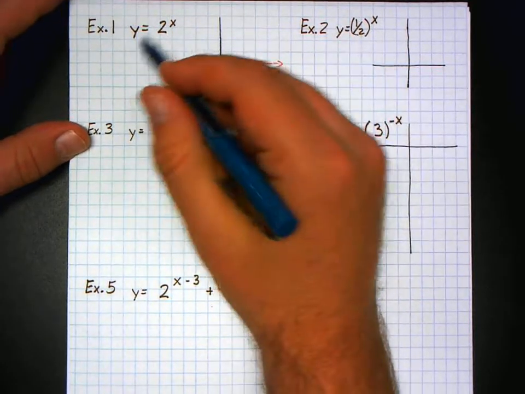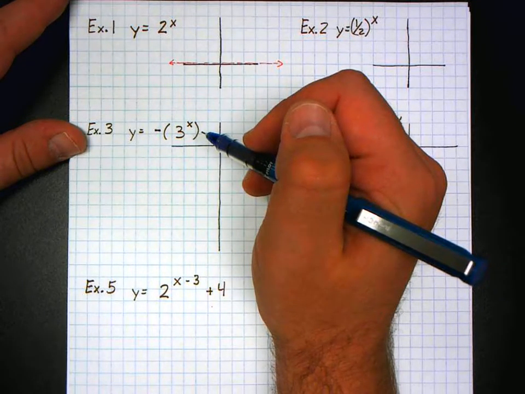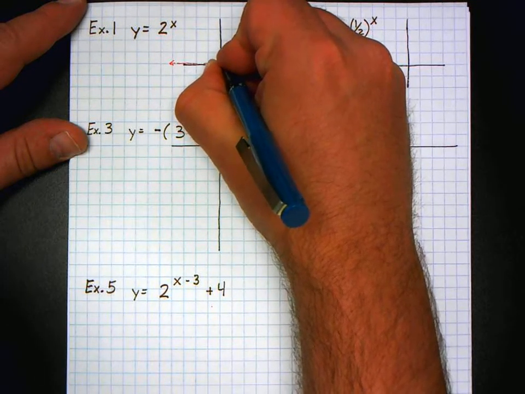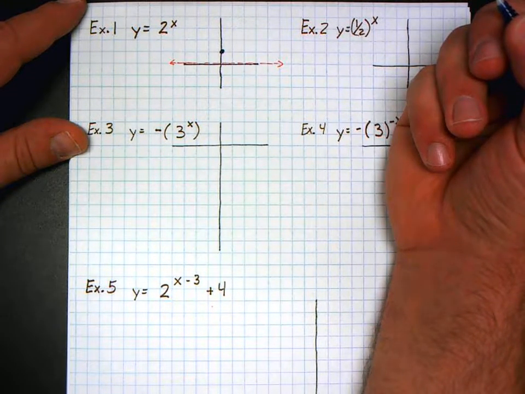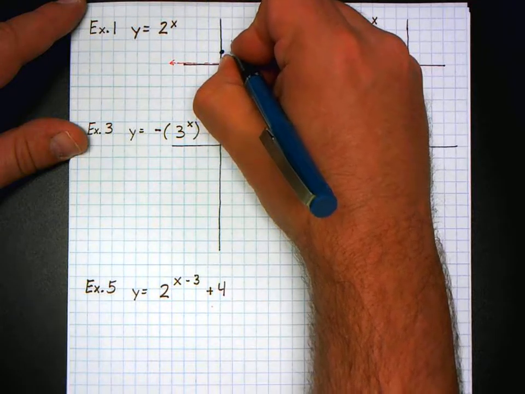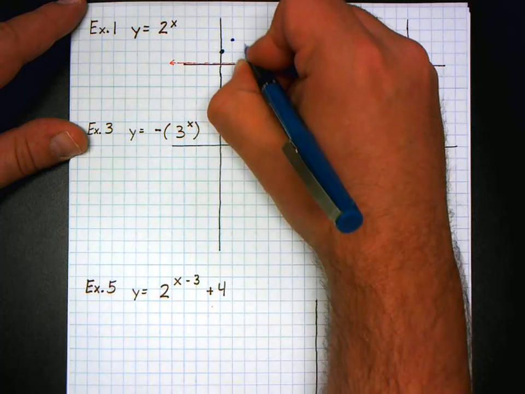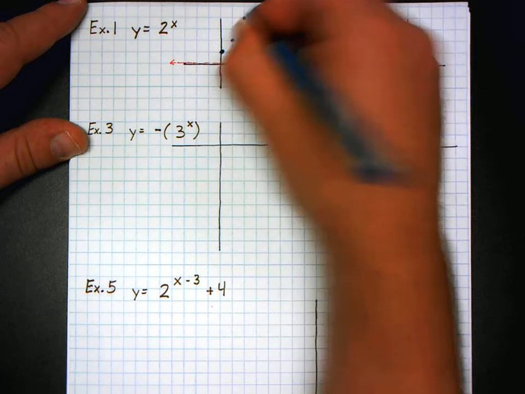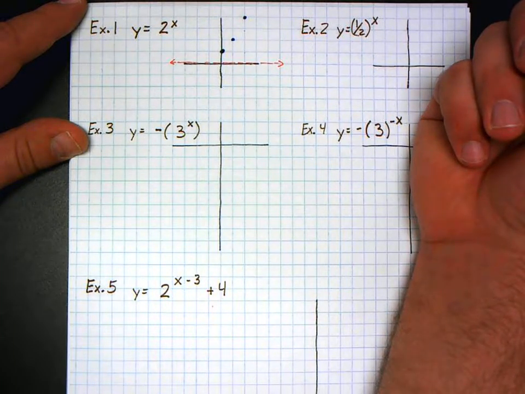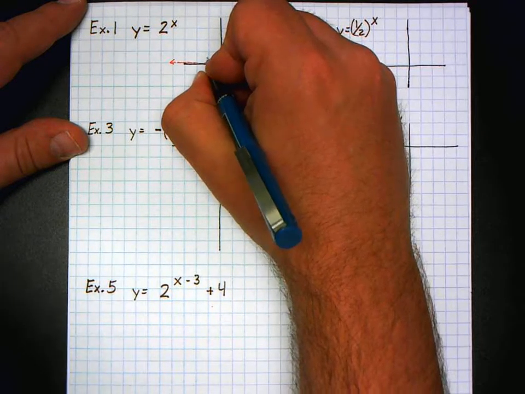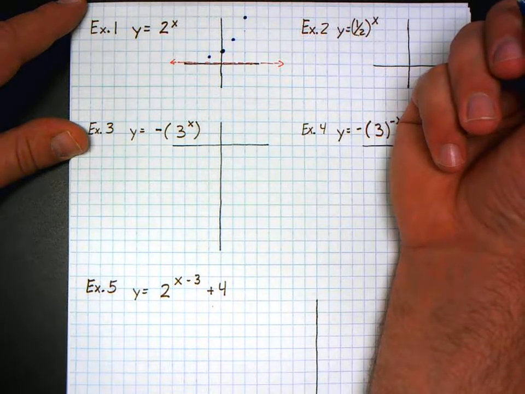Okay, if I just plot a few points, if I plug in 0, what's 2 to the 0 power? 1. Okay, what's 2 to the 1 power? 2. What's 2 squared? Okay, if I go the other way, what's 2 to the negative 1? 1/2. Okay, what's 2 to the negative 2? 1/4.